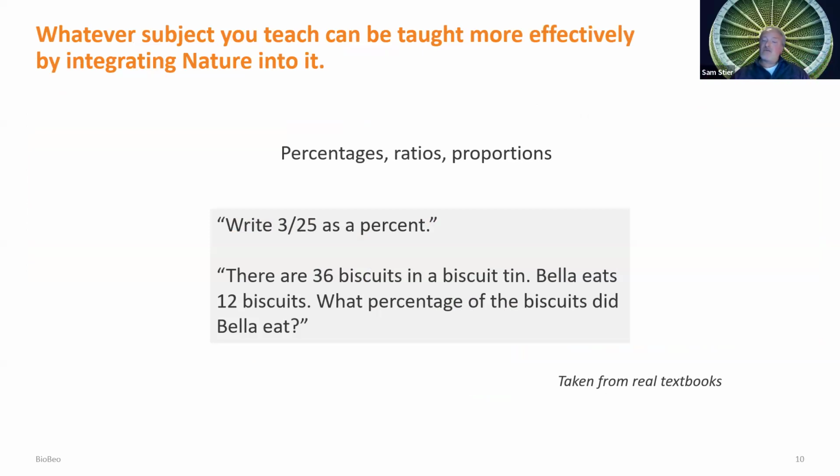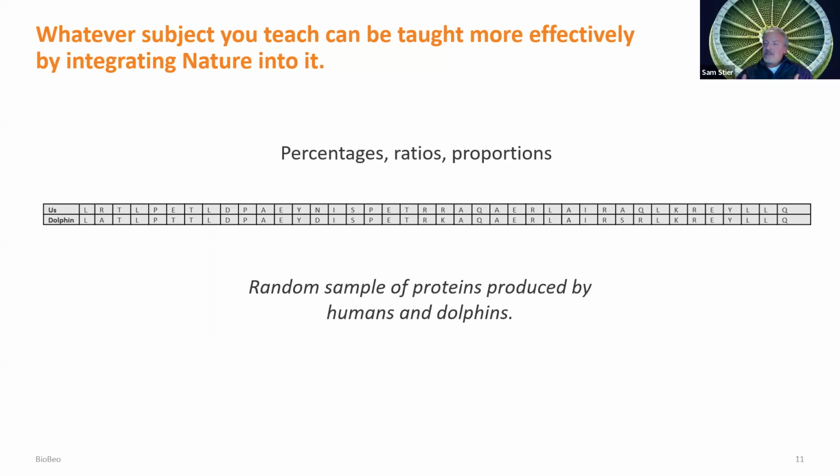So you could ask students to write 3/25 as a percent, or you could have a word problem like this. There are 36 biscuits in a biscuit tin. Bella eats 12 biscuits. What percentage of the biscuits did Bella eat? These are perfectly fine. They cover the topic perfectly fine. But it's a missed opportunity because we could also cover the subject of percentages this way.